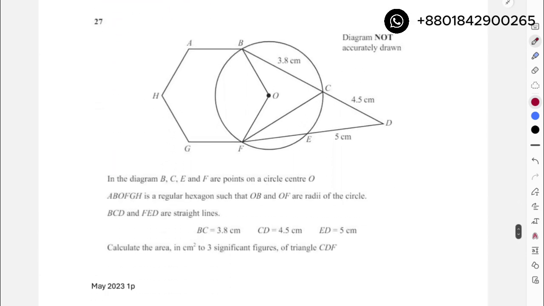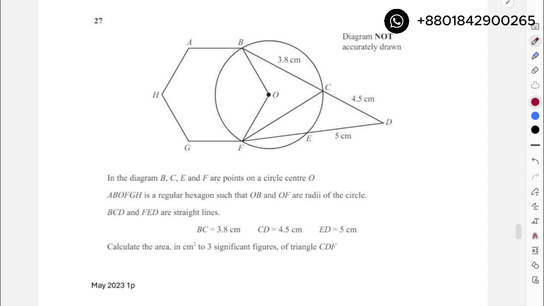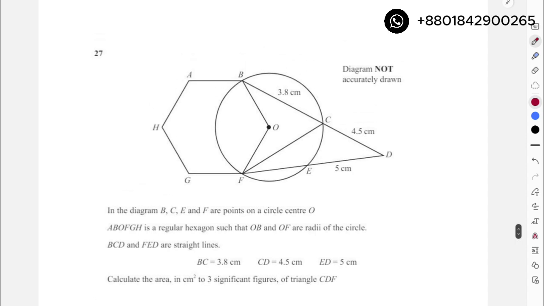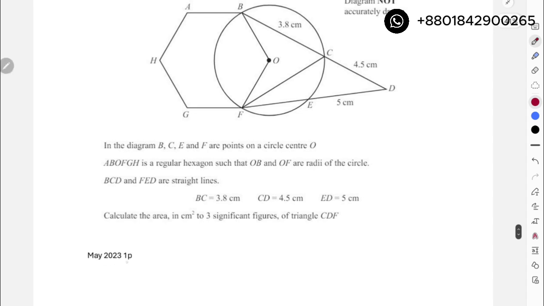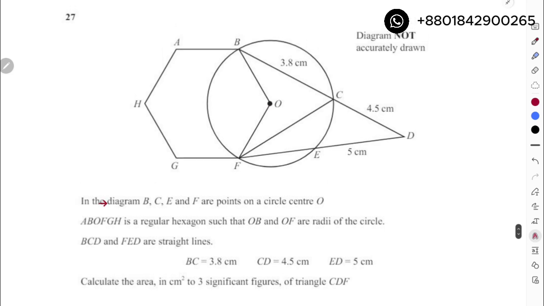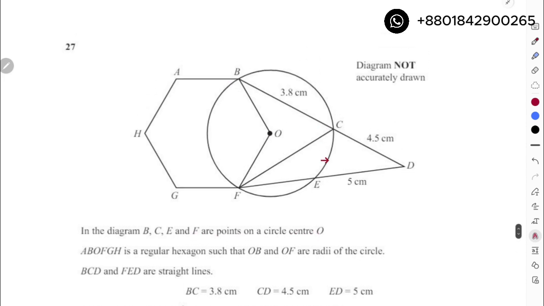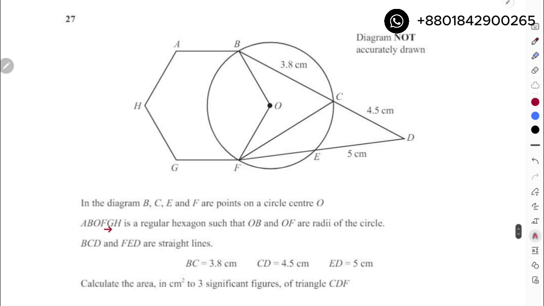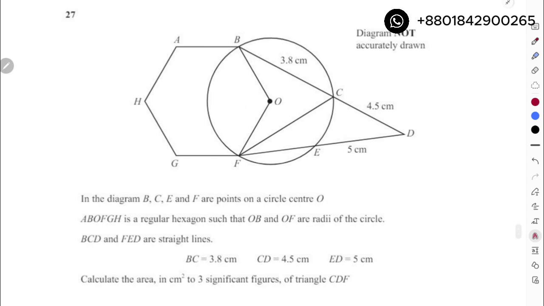After this, this is again a little tricky maths, and they're giving you 7 marks for this. So this is obviously supposed to be quite lengthy. This is from May 2023 paper 1. For this May 2023 paper 1, they have given you that in the diagram B, C, E, F are points on a circle with center O. Wait a minute. B, C, E, F. Okay. And A, B, O, F, G, H is a regular hexagon such that OB and OF are radii of the circle and also the side length of the regular hexagon.